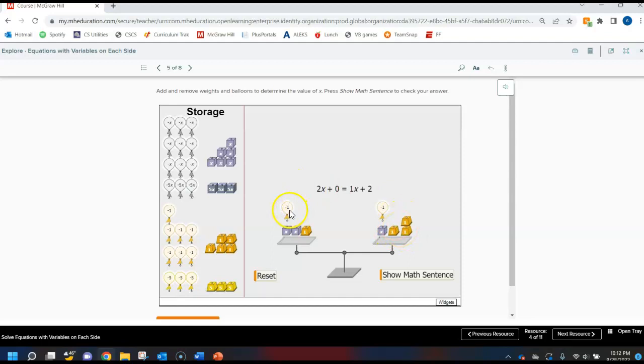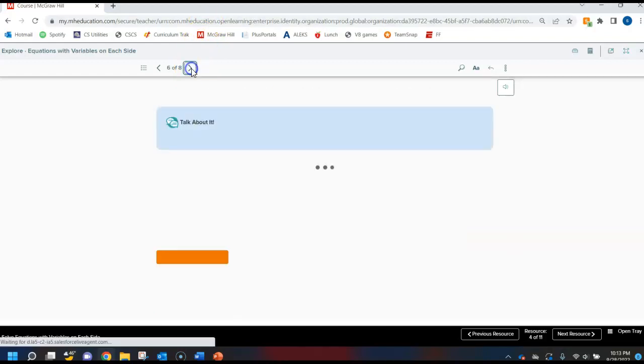So if we want to make this balanced, if I take away the same thing on each side, then we see that these are balanced. I'm going to remove a 1 from each side because they each have a 1, and I'm going to remove an x from each side. Once we've done that, we can see that x equals 2. So we can take away the same thing from each side and our equation stays balanced.